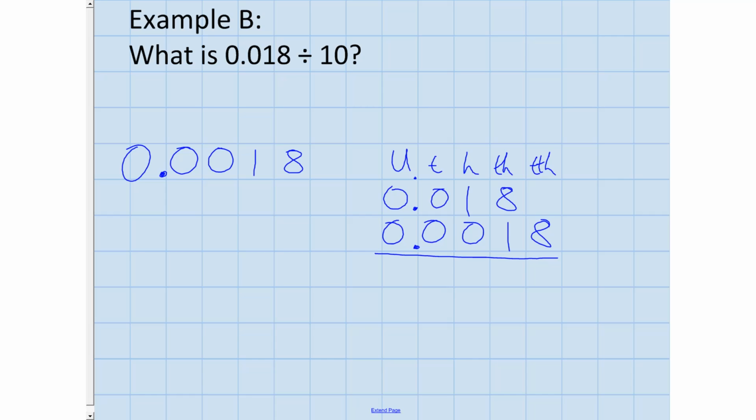And again, you can use that shortcut. It tends to work best with decimals when you've got a decimal point already in your answer. Move it one place to the left. So instead of 0.018, it's 0.0018. Whichever method you prefer.